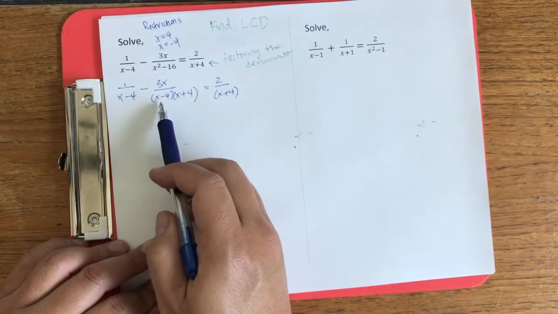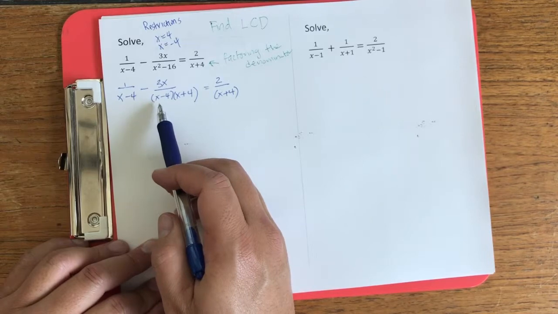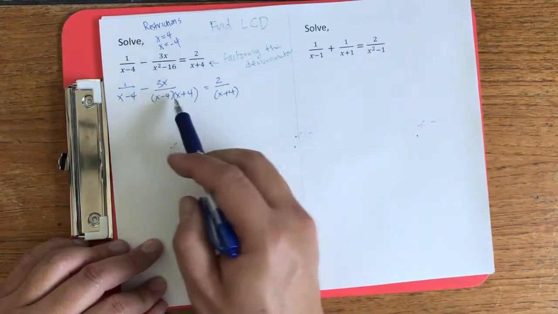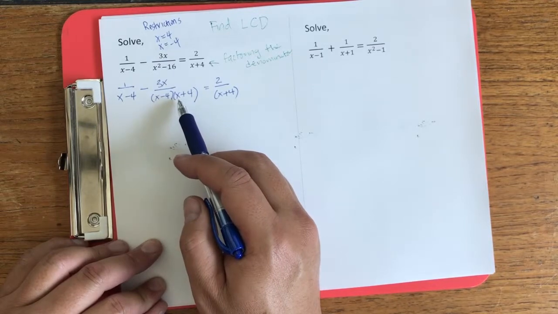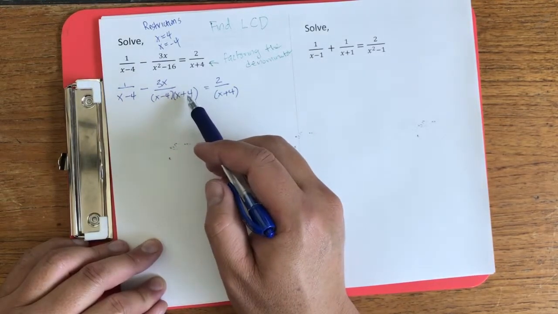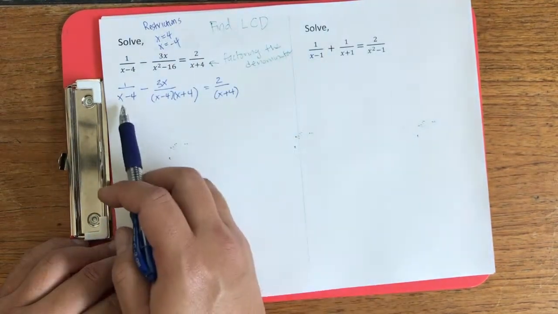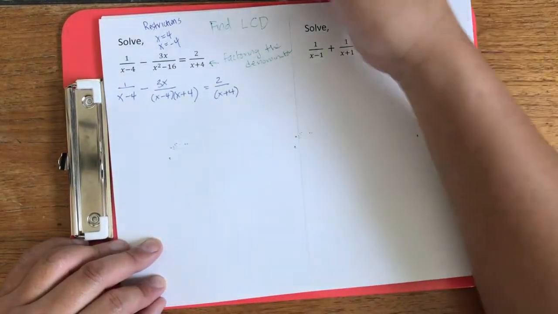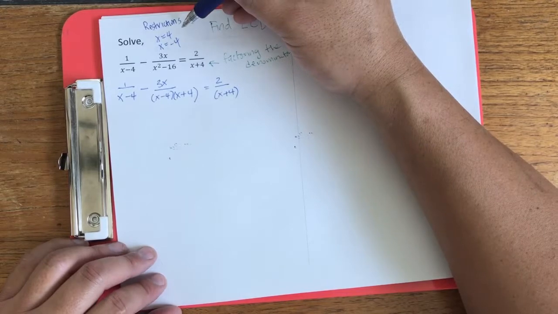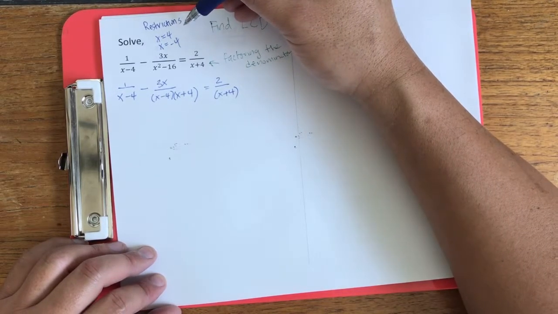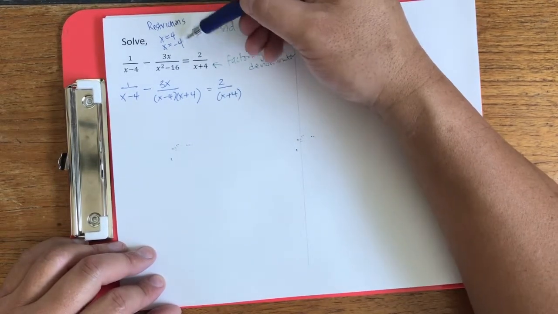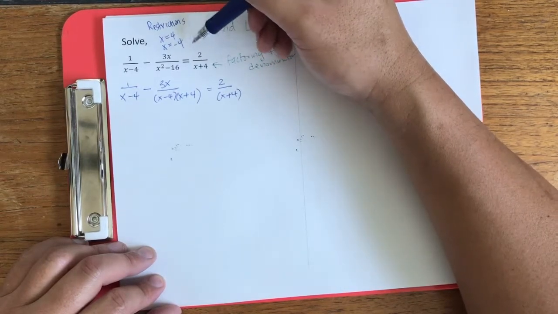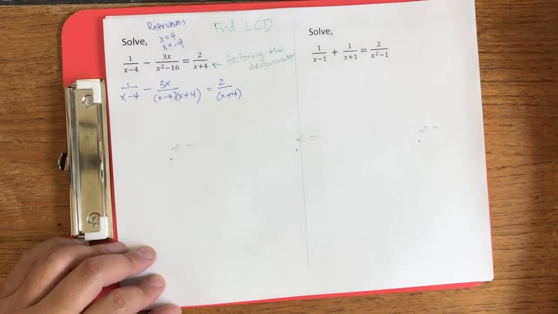If I put a 4 in here, I'll get a 0 in the denominator, which is undefined. If I put a negative 4 in here, I'll get a 0 in the denominator, and I'll get undefined. And those two numbers will also make these two numbers undefined. So what this restriction means is that our answer can be any value except for these two values. So if our answer happens to match one of these two values, we have to cross it out.